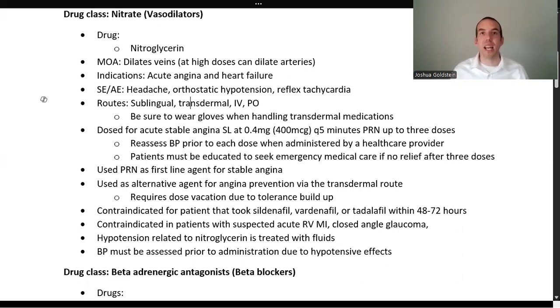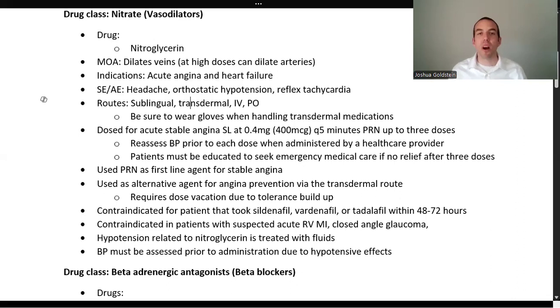So when a patient is not having enough supply meeting the demand of the heart, we increase the supply by vasodilating. This increases the blood flow to the heart, which increases perfusion. It increases that oxygen supply. That's how it treats that angina.